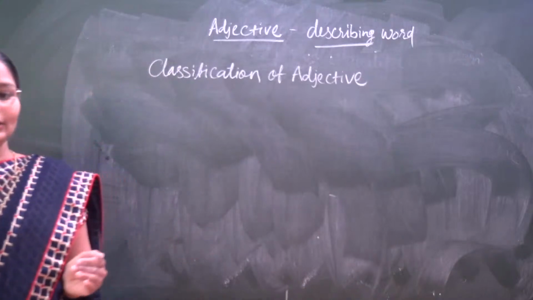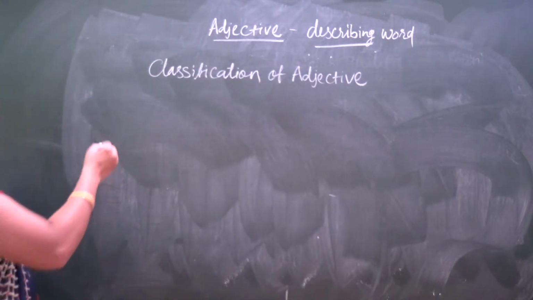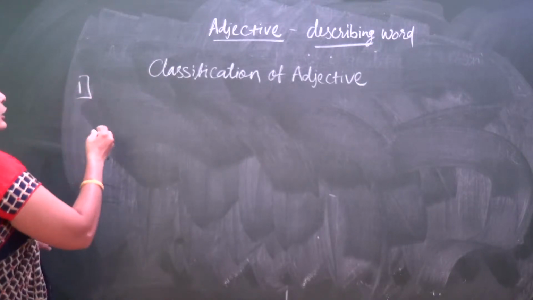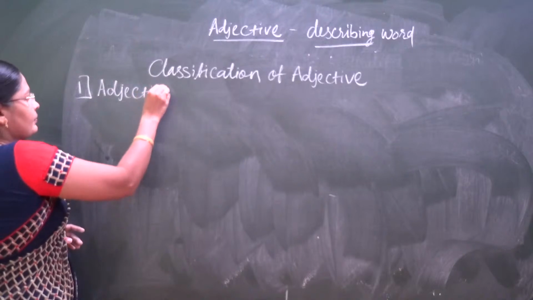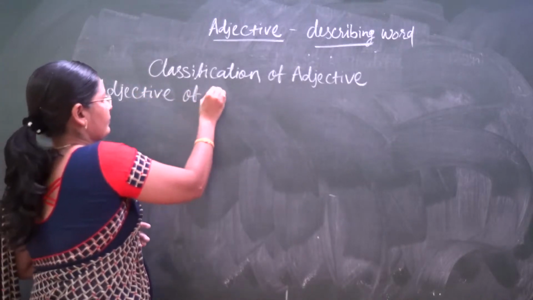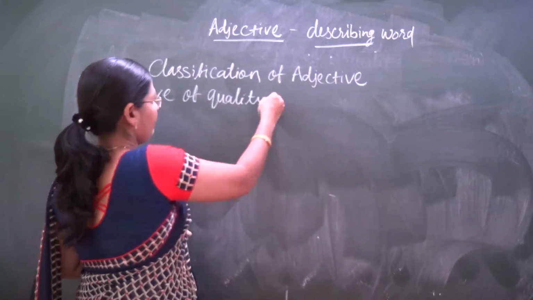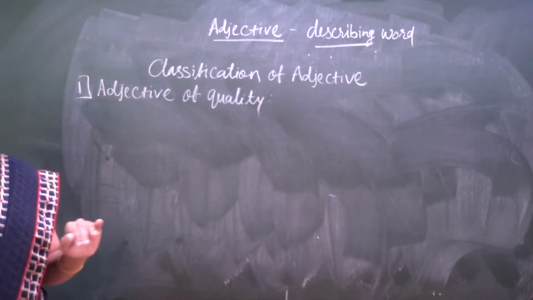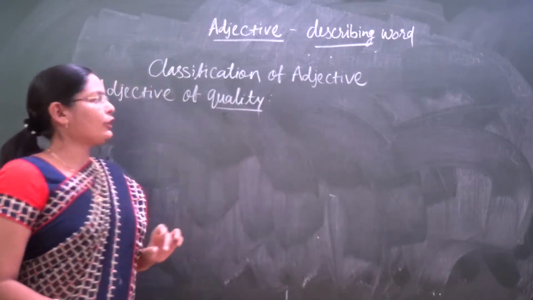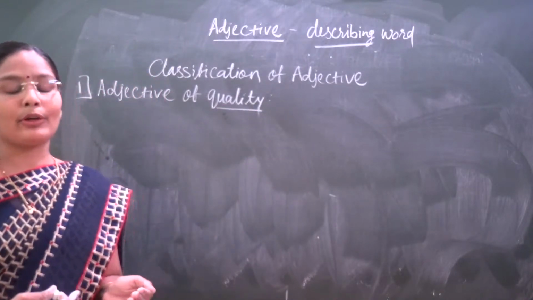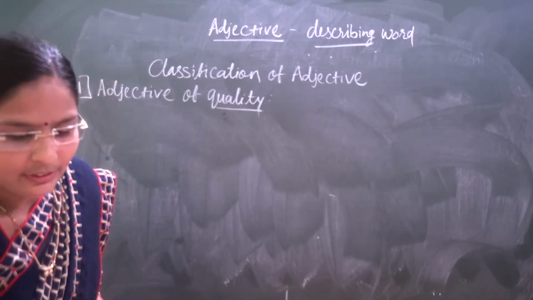Adjectives are classified into 7 types according to their usage. The first type is adjective of quality. As its name suggests, it describes the quality of a noun. Then what are the qualities we are having?